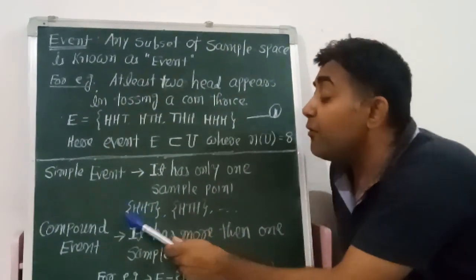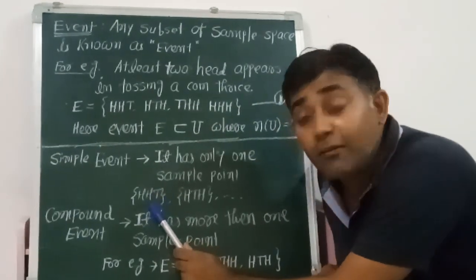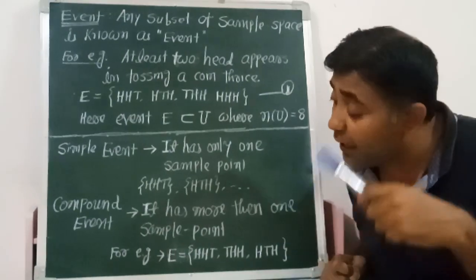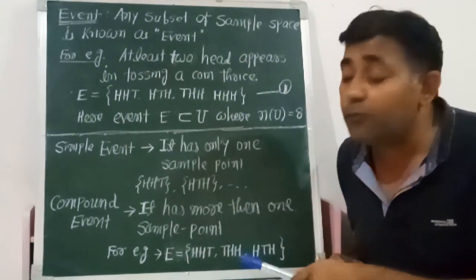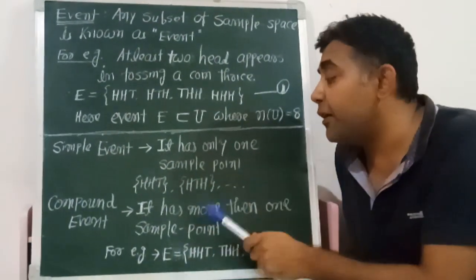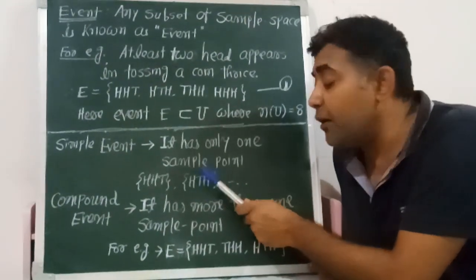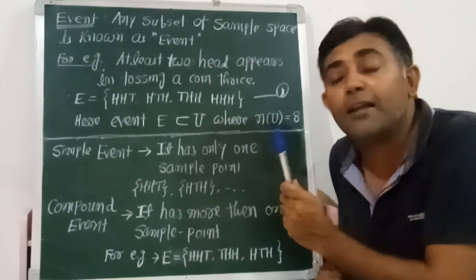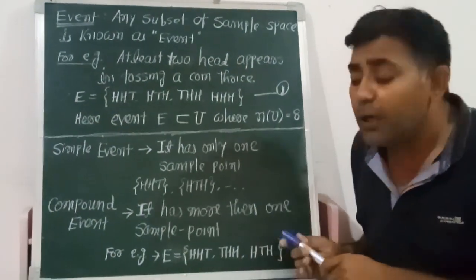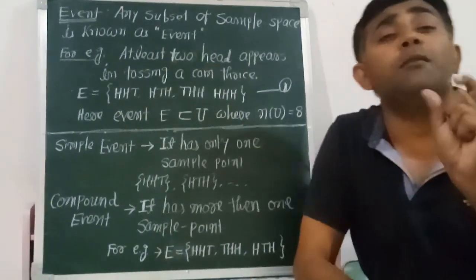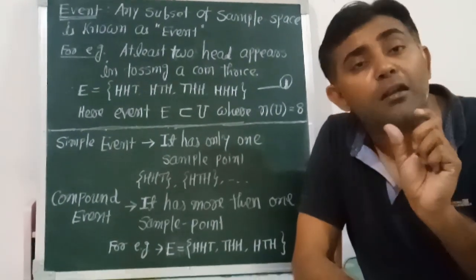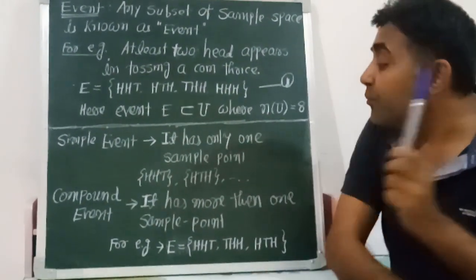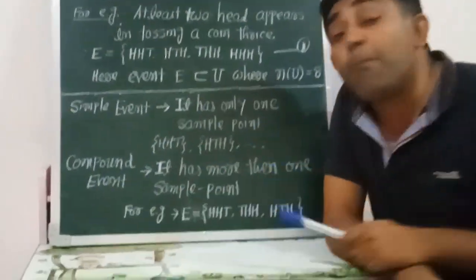It means for this event, in the first and second toss we get head and in the third toss we get tail. This is a simple event. This is another simple event: in the first and third toss we get head and in the second toss we get tail. So this is known as a simple event. In short, a simple event means an event which has only one element or one sample point. Okay, the second definition is compound event.